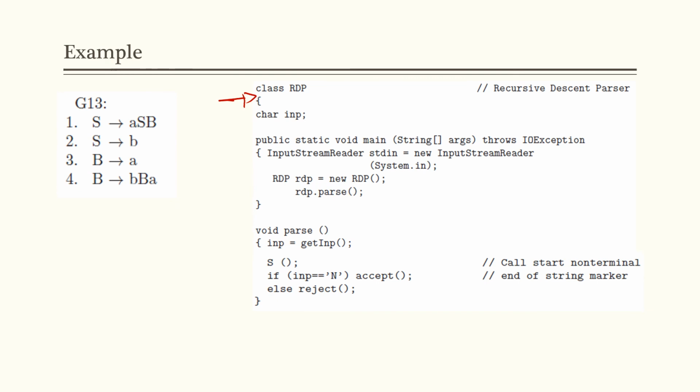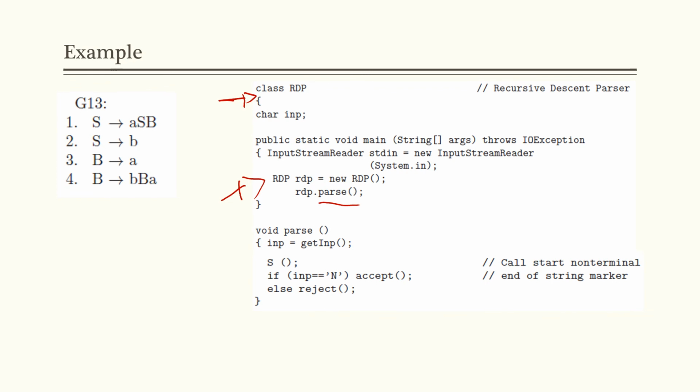So they declare it as a char. Okay, this is the main program, the public main program to read the input symbol as well as to call the object, the RDP object. And it calls the RDP.parse. This is the method to start the parser.